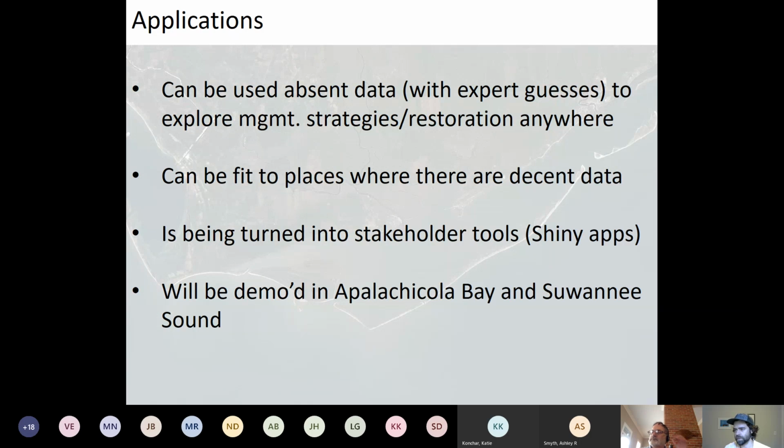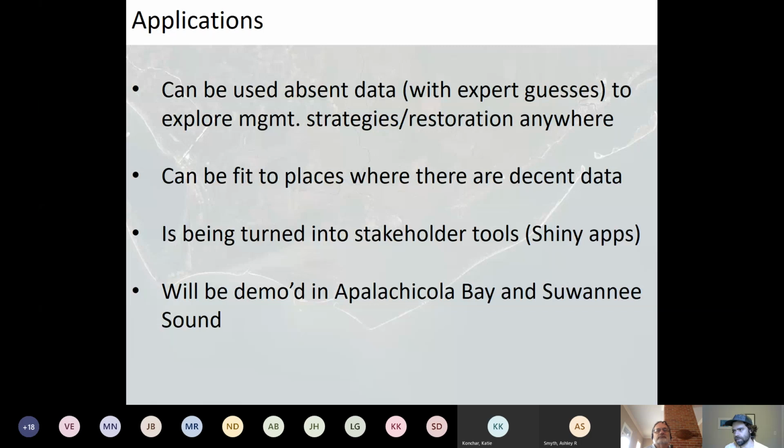But you can do that to explore different management strategies, saying, well, if oysters function in this way, here's what we should do. And what if we're wrong about how oysters function? Would our answer about what the best option is be any different? Those are the types of things you can do right now with it as it is. If there's different places where we have decent data, you can obviously fit it to that, and that is turning it into a stock assessment.